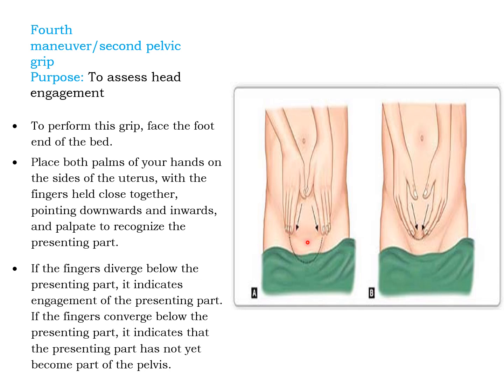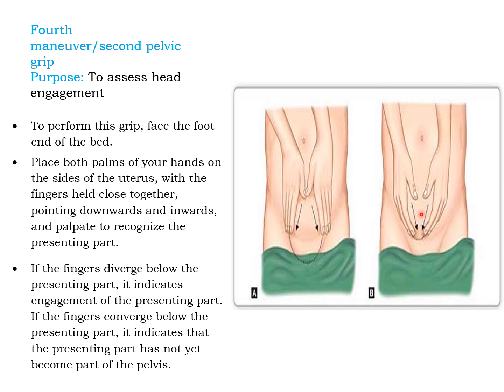Now listen carefully. If your fingers diverge when you move downwards, that means the head is engaged. But if your fingers converge, that means the head is not engaged. It has not become part of the pelvis. It is still in the abdomen. Clear?